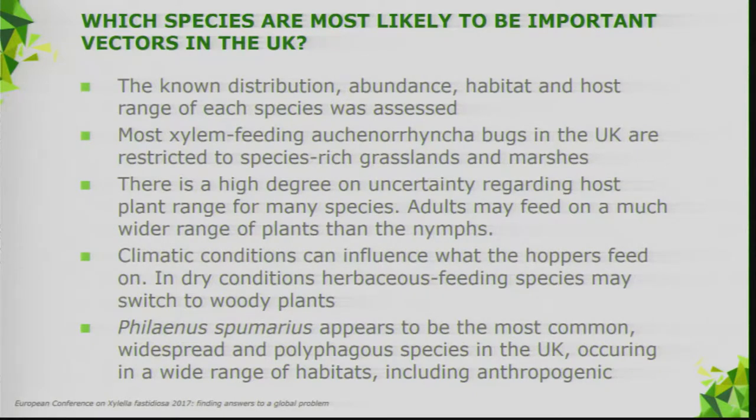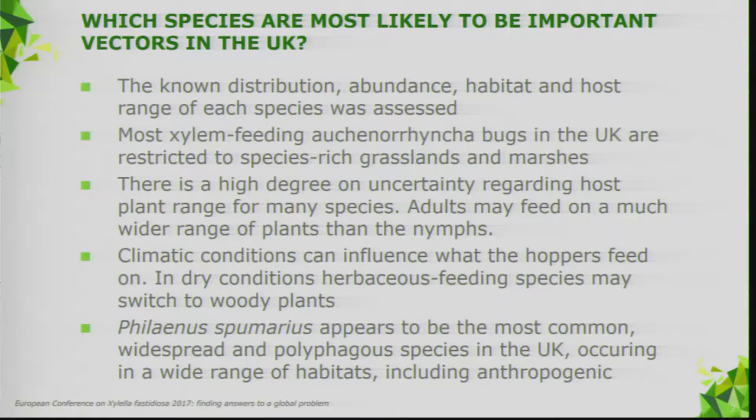So, which species are most likely to be key vectors in the UK? We did a comparison. We looked at the known distribution in the UK, the abundance of each of the species, where they occur, the habitat, and the host range. Most xylem feeding or Cicadomorpha bugs in the UK are restricted to species-rich grasslands and marshes, and there's a very low probability of them coming into contact with hosts that are infected with Xylella fastidiosa. So this restricts the numbers of potential hosts greatly.